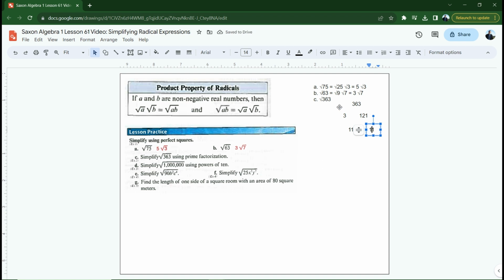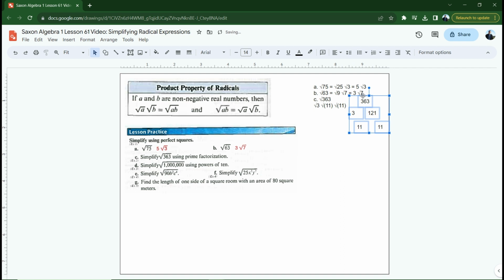Okay, now that means that my prime factorization for 363 is 3 times 11 times 11. Now here's the thing. The square root of 363 is the square root of 3. Here, let me just grab the square root symbol. The square root of 3 times the square root of 11 times the square root of 11. And anytime I have a square root times a square root, like the square root of 11 times the square root of 11, well, let's think about that for a second.